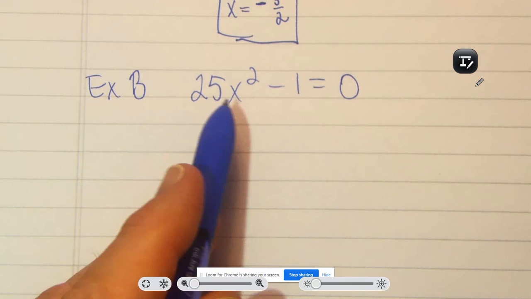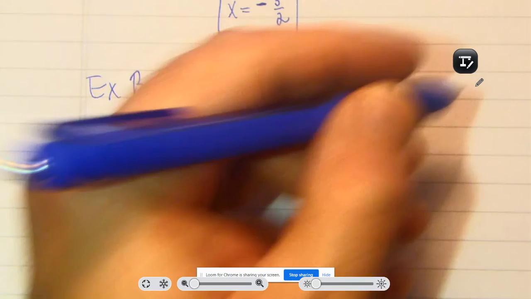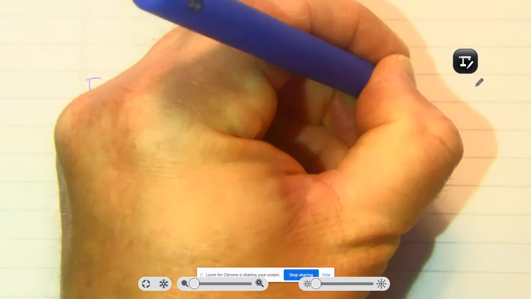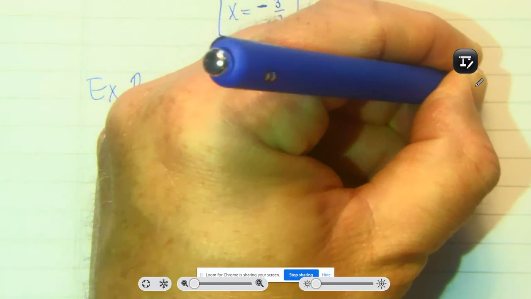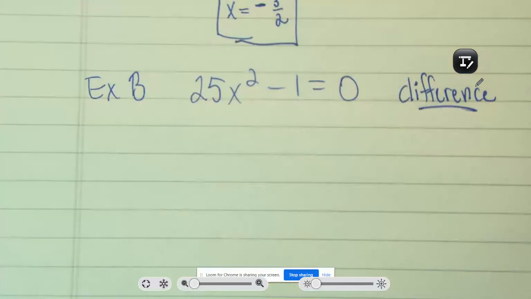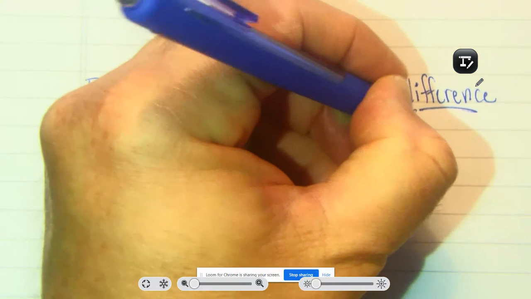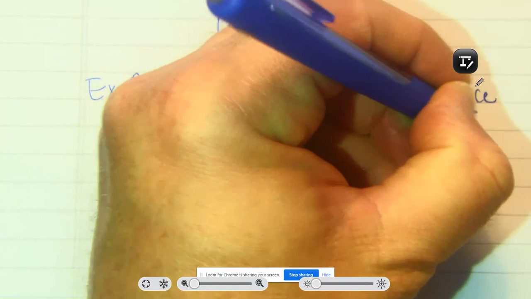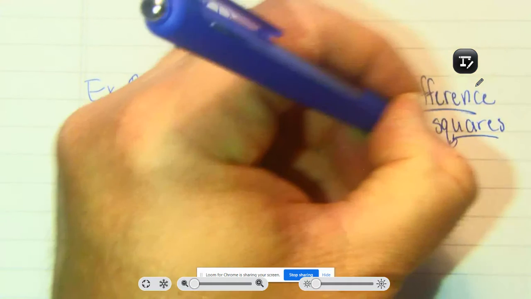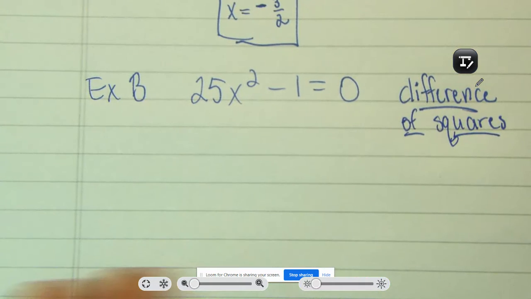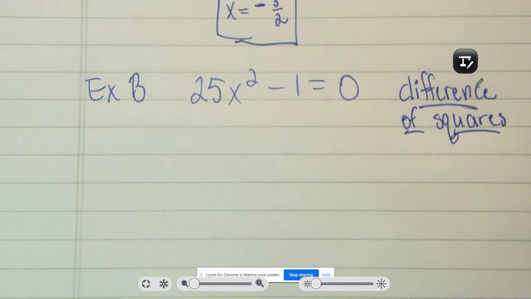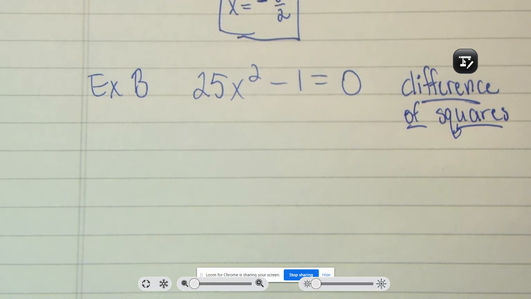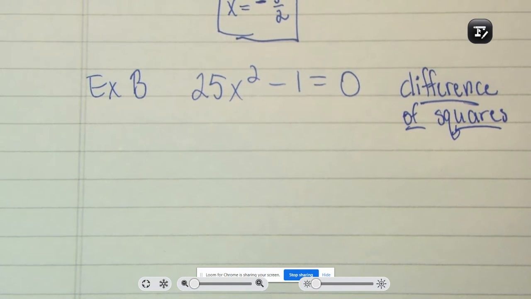What I notice is it's just got 2 terms. And if I'm factoring something that just has 2 terms, then there's a good chance that it's a difference of squares. Term you should become very, very familiar with. The difference of squares. You're going to see them forever. I like them because they're the easiest to factor.